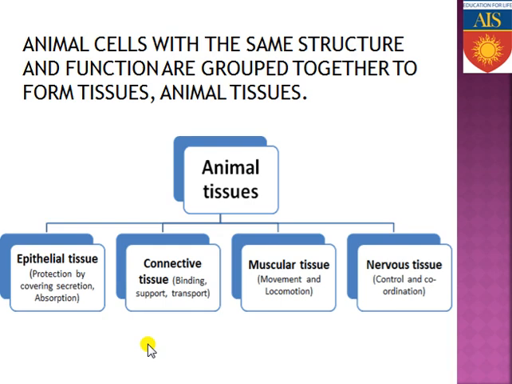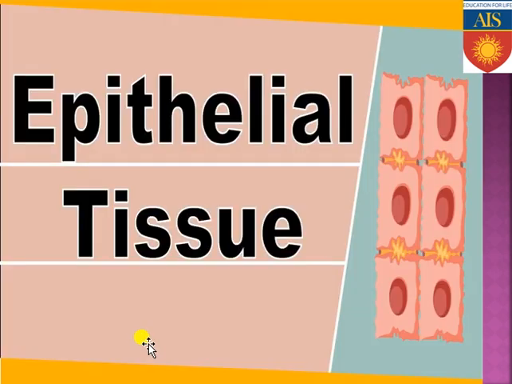The third one is muscular tissue, which is made up of myofibrils, and these muscle fibers are the structural and functional unit of the muscular tissue. They are continuously contracting and relaxing, and by contraction and relaxation they are responsible for maintaining locomotion and movement. Nervous tissue is made up of neurons, because the structural and functional unit is the neuron, and due to the presence of neurons they can control and coordinate various systems present in the human body as well as the organism's body.